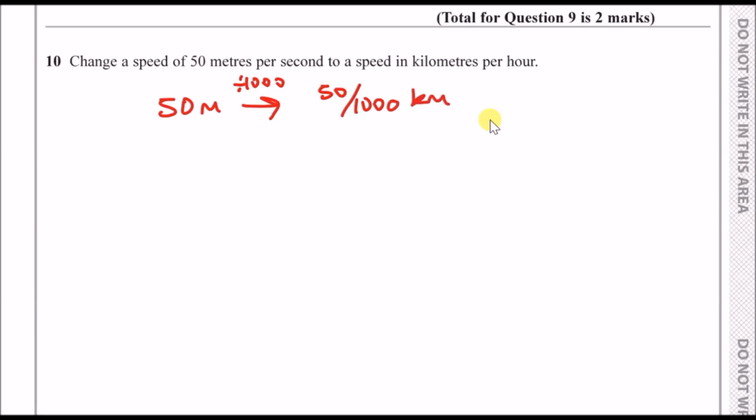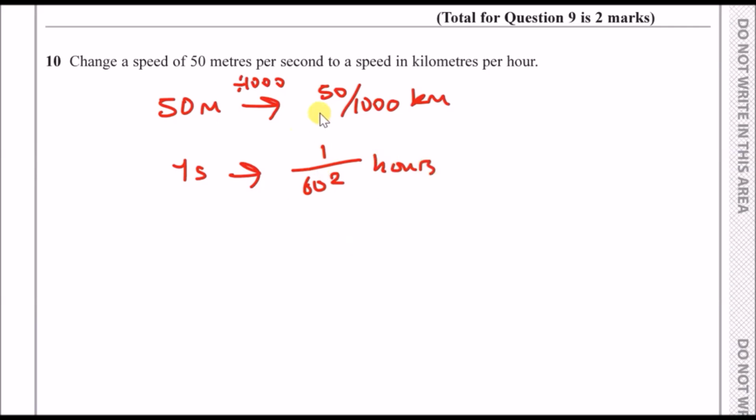Okay, so we can say we're going to have 50 over 1,000 kilometers. I mean, we could leave it as a fraction, guys. You don't have to think too hard. Now for 1 second, we can imagine we've got 1 second. To go from seconds to hour, we need to also realize that there are 60 seconds in a minute and 60 minutes in an hour. So basically we have 60 times 60. So essentially we have 1 over 60 squared hours. Okay, or you can think of it as 1 over 60 times 60.